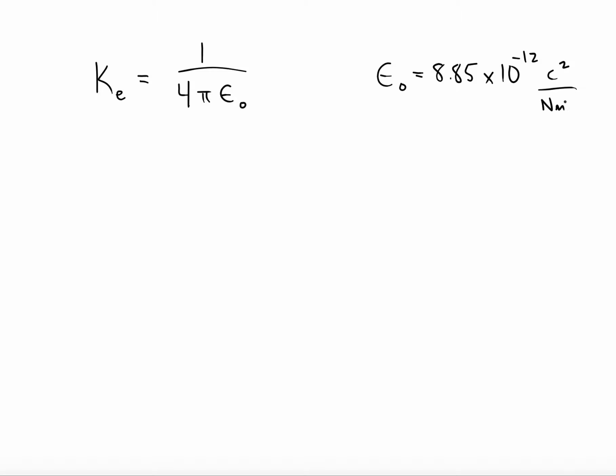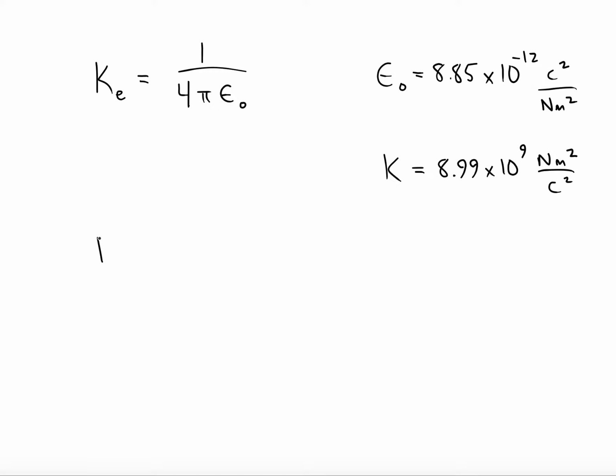Before I end this video, I'll mention that Coulomb's constant is also defined as 1 over 4 pi epsilon naught. Epsilon naught is 8.85 times 10 to the minus 12 coulombs squared per Newton meters squared. And we know that K is equal to 8.99 times 10 to the 9 Newton meters squared per coulomb squared. You can verify that this is true by just plugging in your 8.85 into the formula, and you'll see that it is valid.